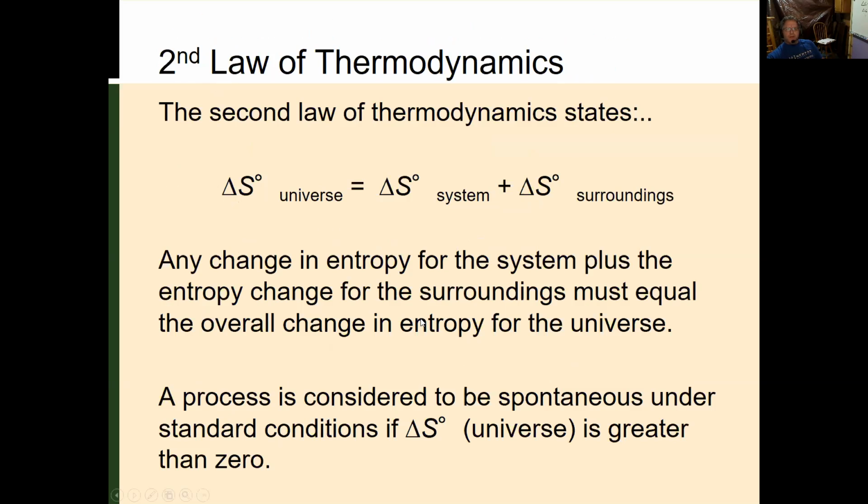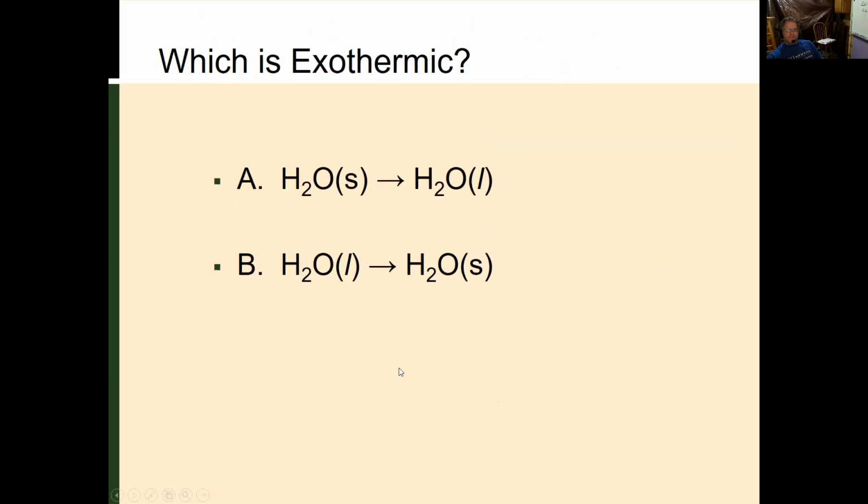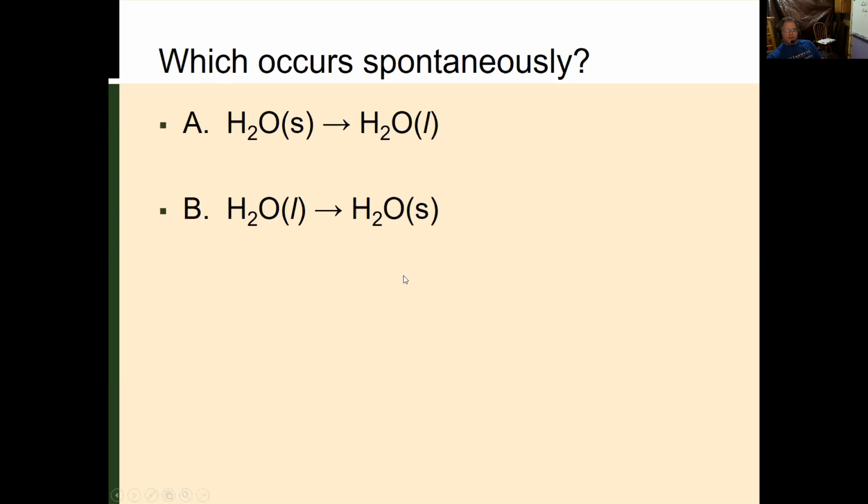This is another statement of the second law of thermodynamics. A process is spontaneous if the delta S of the universe is greater than 0, but we need an easier thing to measure than that. Now, taking a look, if I want to melt ice, I have to add energy to it. This is endothermic. This one, if I go from a liquid to a solid, is exothermic.